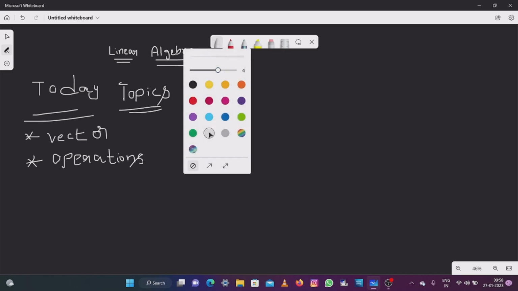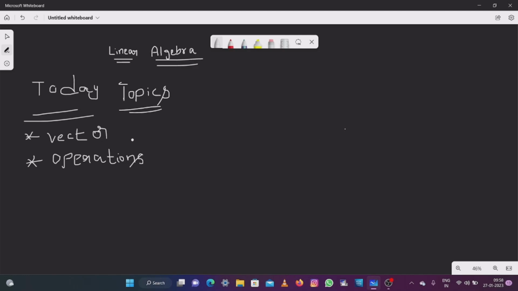Today, what exactly is the meaning of a vector? A vector is an array of numbers. There are two types of vectors, magnitude and directional. The magnitude of a vector is the length of a line between two points. Next is the direction of a vector: the direction of displacement from point A to B is called the direction of a vector. So these are the two types of vector.